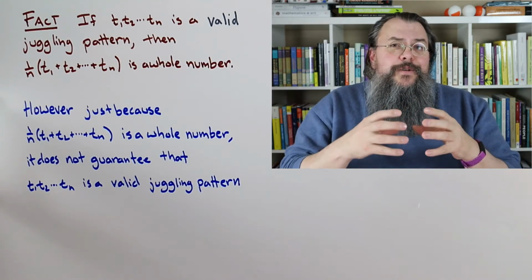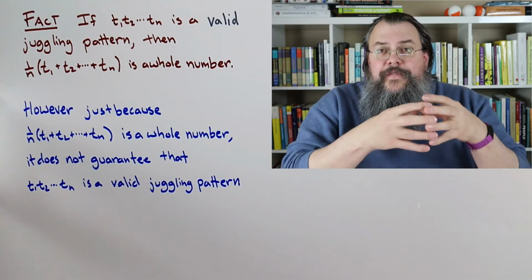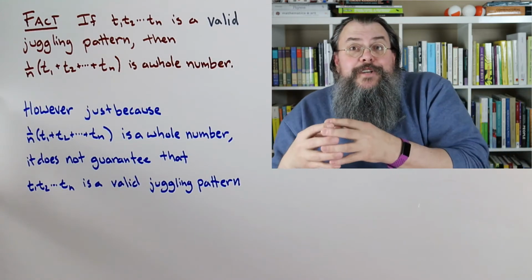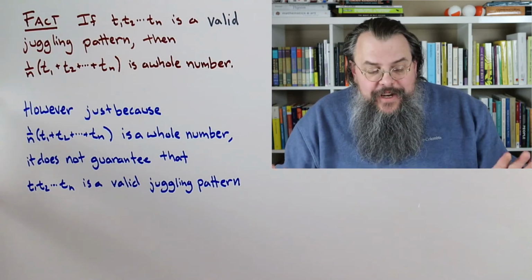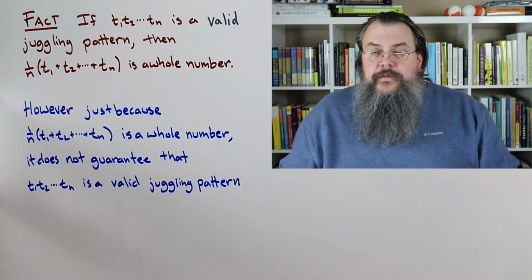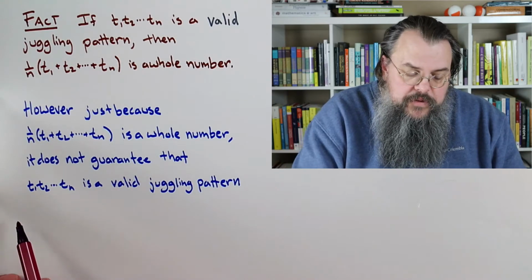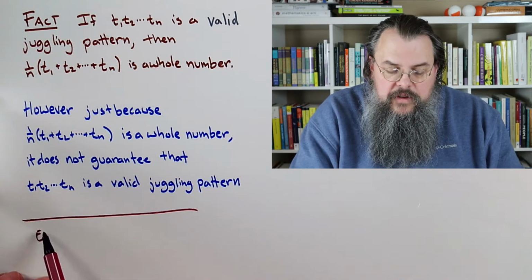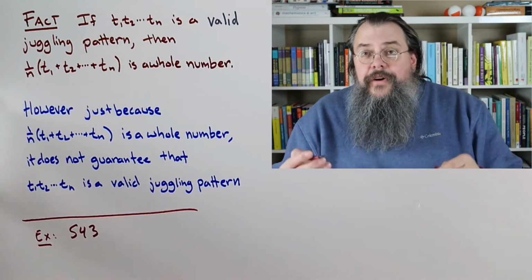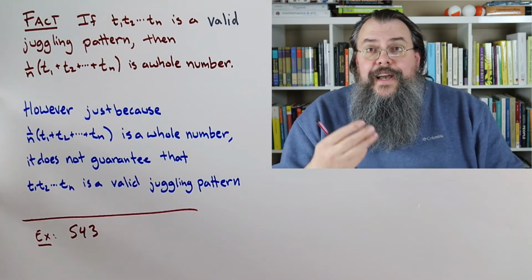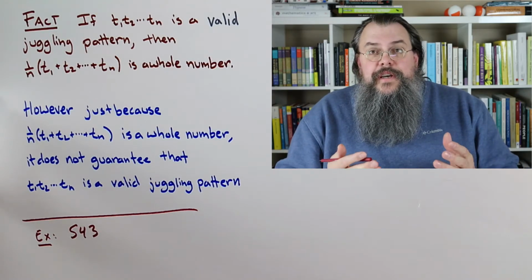Now, the question is, what about the other direction? Is it true that if the average is a whole number, we have a juggling pattern? And the answer is definitely no. It is definitely not true. It's not hard to write down examples where this is false. Very simple examples: look at the pattern 5, 4, 3. That's a pattern of length 3, and if you look at the average, it's 4. But this will miserably fail to be a juggling pattern.